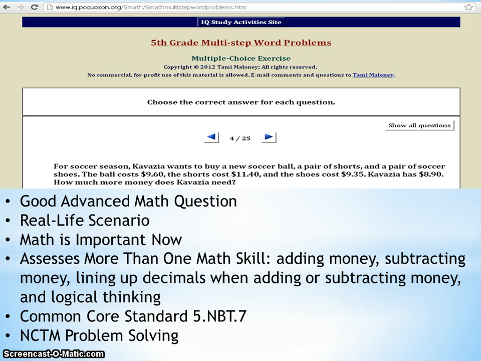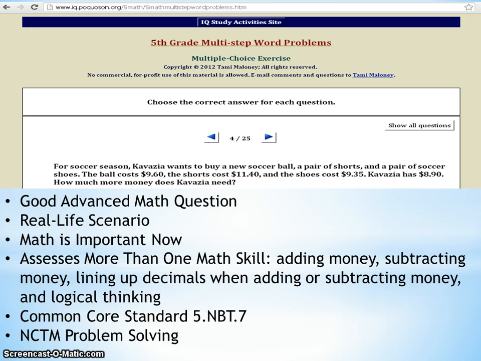What I call this is getting the most amount of math out of every single problem. In other words, you want to assess as many skills as possible, and this provides a review for students, without even a formal review, that they can have. So the skills that this assesses are adding money, subtracting money, lining up the decimals when adding or subtracting money, and then also logical thinking.